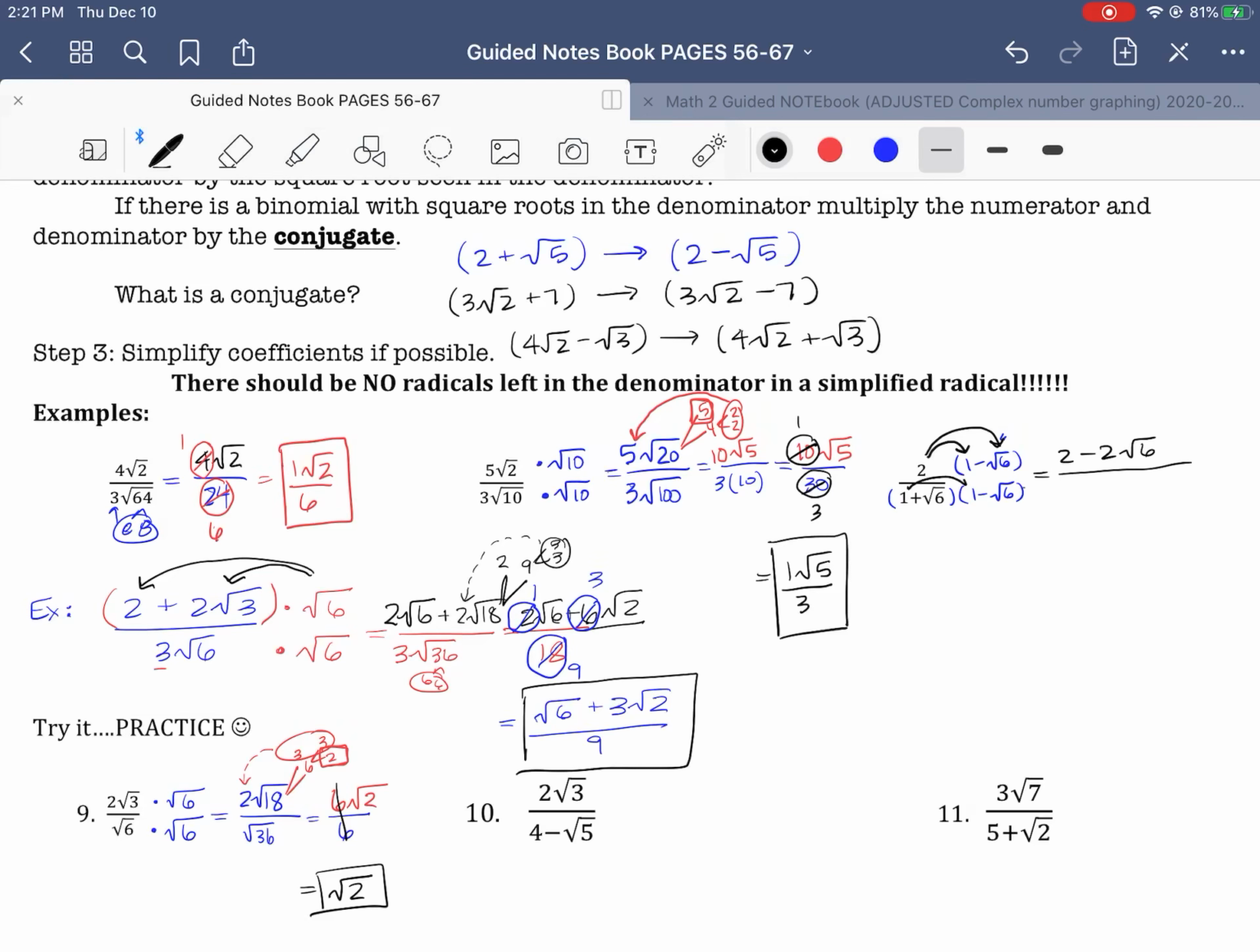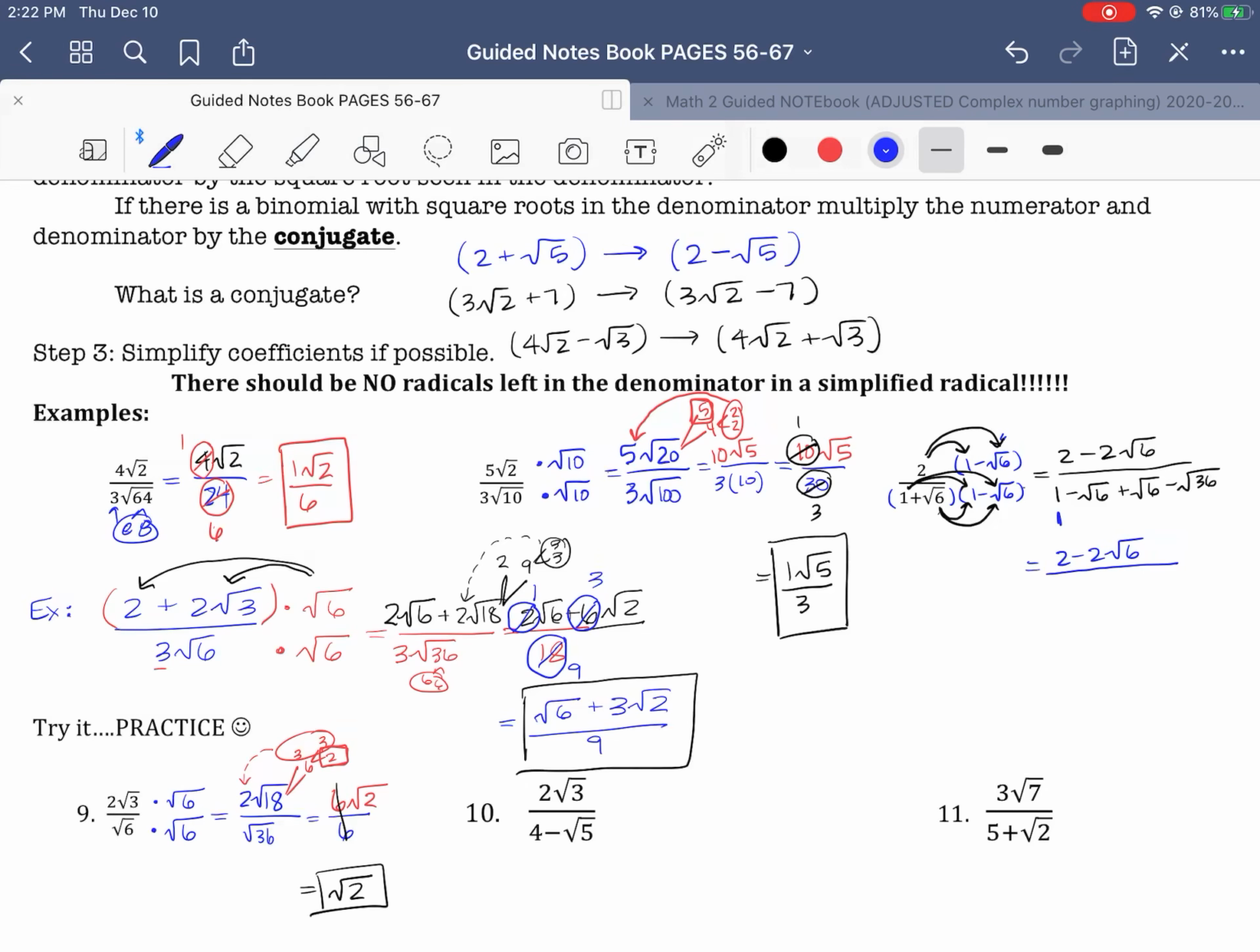Then on the bottom, we need to FOIL. So we do 1 times 1 is 1. 1 times the negative square root of 6 is negative 1 square root of 6, or just negative square root of 6. Then the square root of 6 times 1 is positive square root of 6, and square root of 6 times negative square root of 6 is negative square root of 36. So when I'm simplifying on the bottom, what I want you to notice is that your square roots will all go away. So I'm going to rewrite the top because we kind of simplified that already. Sometimes you'll have to simplify that a little bit more, but that one looks good.